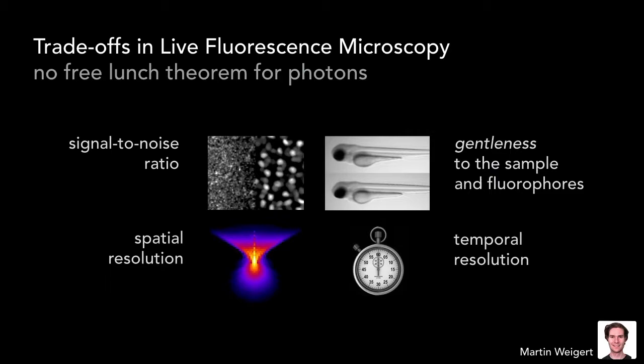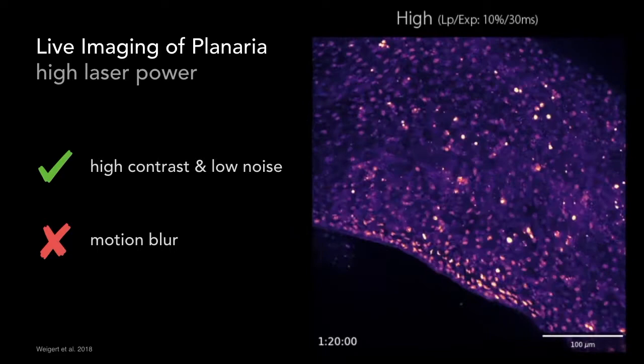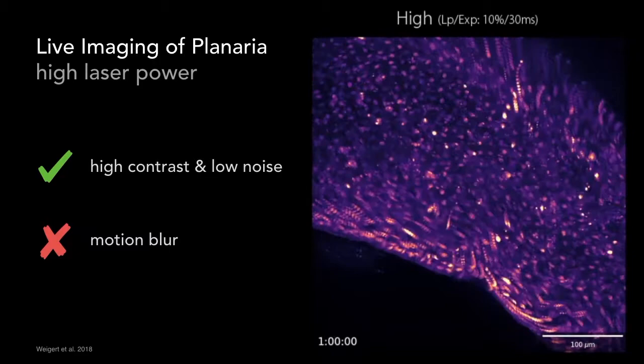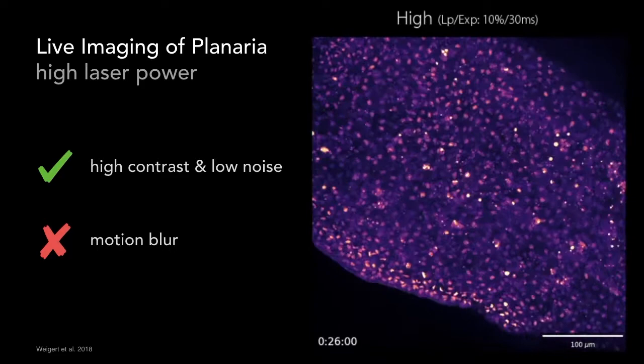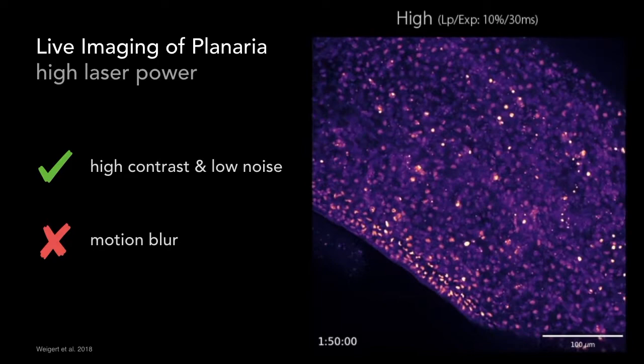When you try to image a sample like the planaria, it has a tendency to not like light. So it will twitch incessantly as soon as you try to image it with a sufficient amount of laser power so that you can actually see the nuclei clearly and with sharpness. The problem is, if they twitch, then they move and there's motion blur. So you may have sharp images, but they're highly blurred through motion.